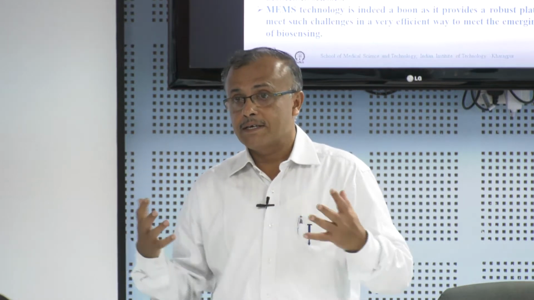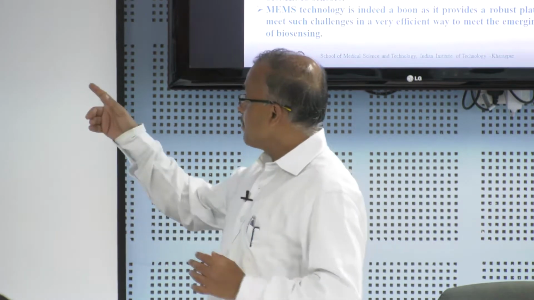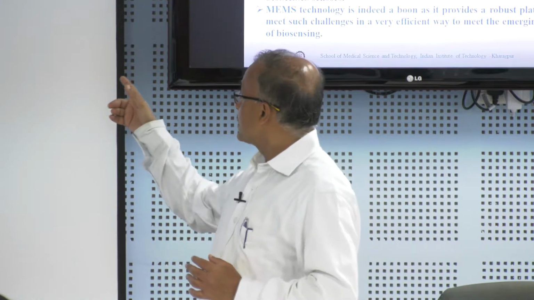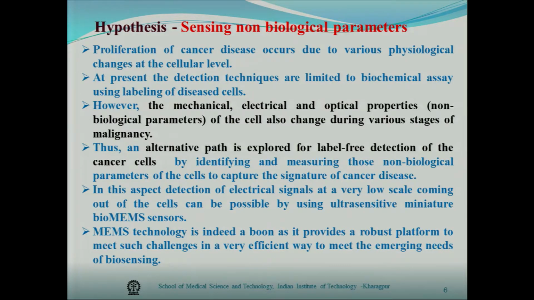How will I detect this then? These are the mechanical, electrical, and optical properties, which I call non-biological parameters. They will also change or be modified during the disease progression. So, can I detect those non-biological parameters using some devices? That is the main challenge.